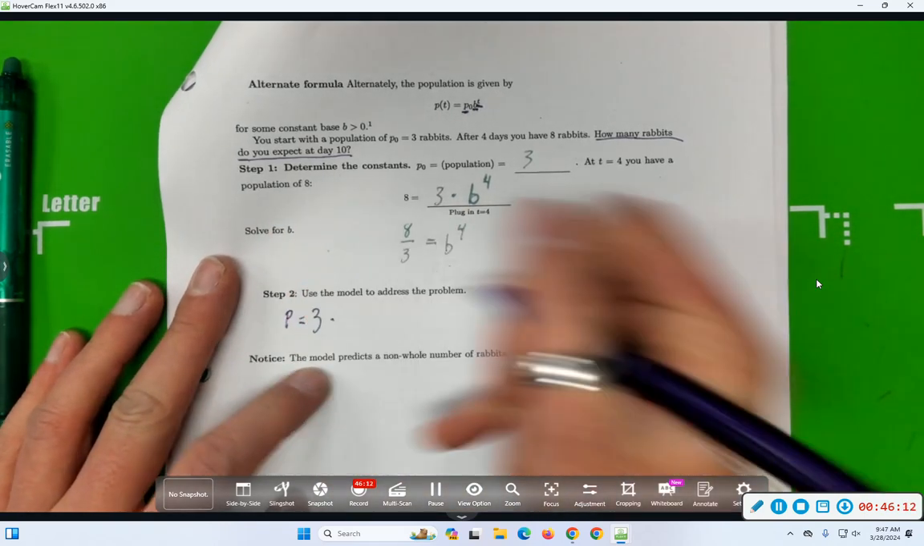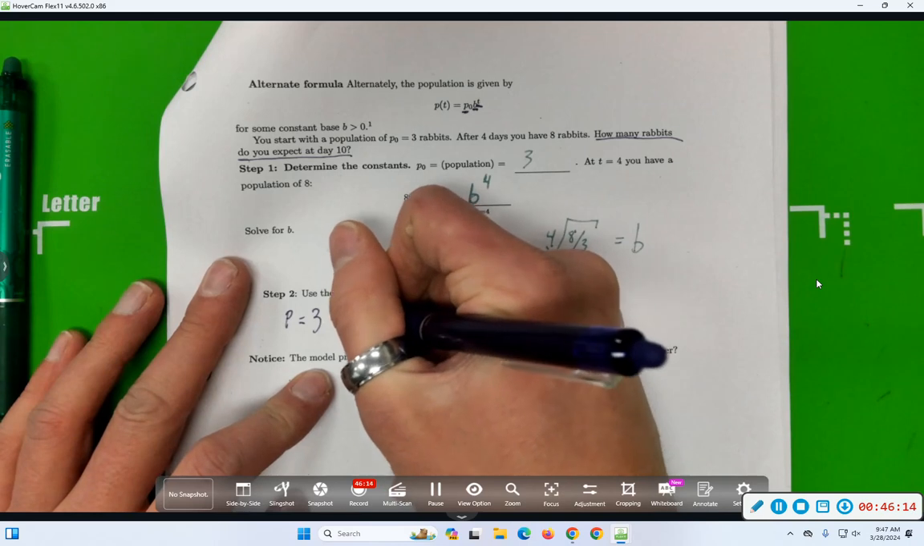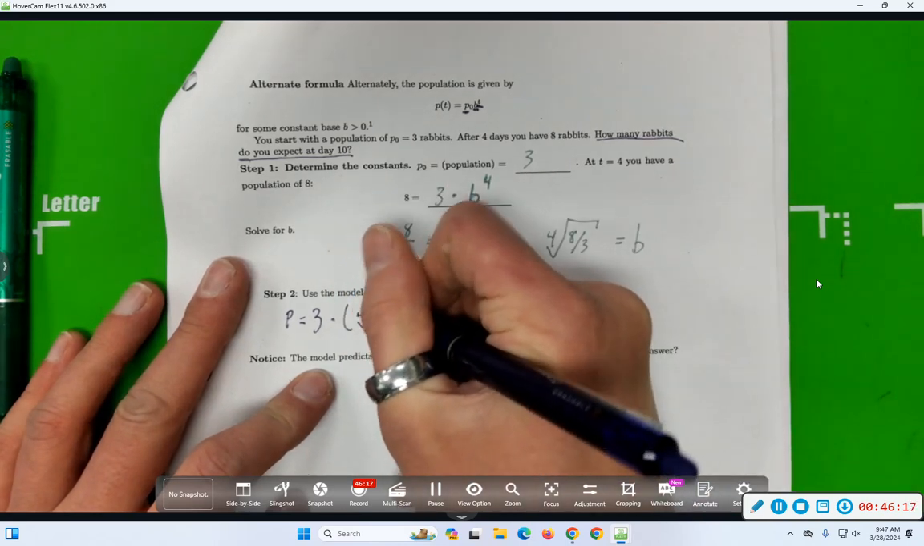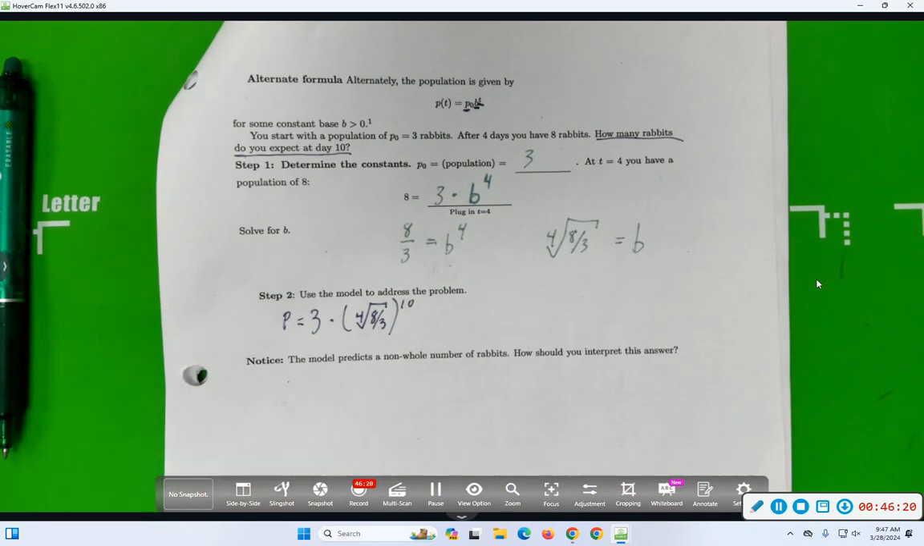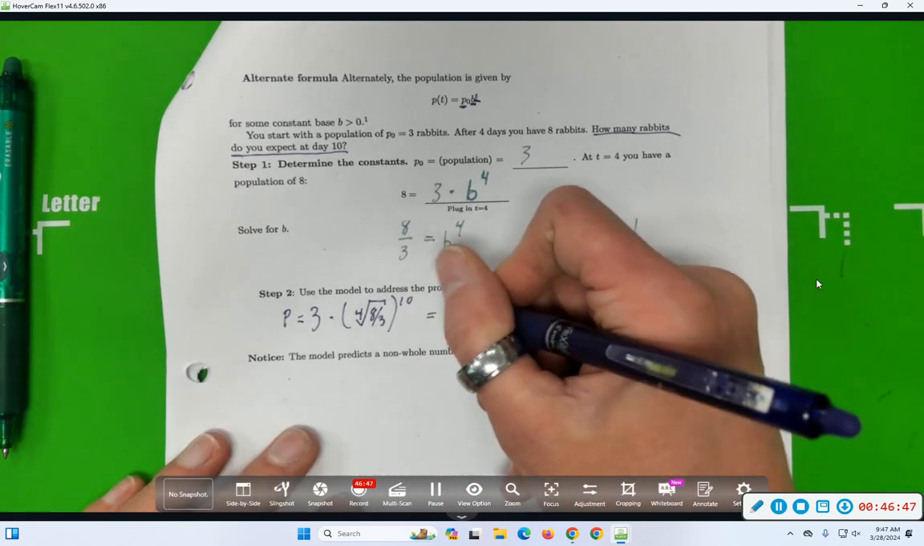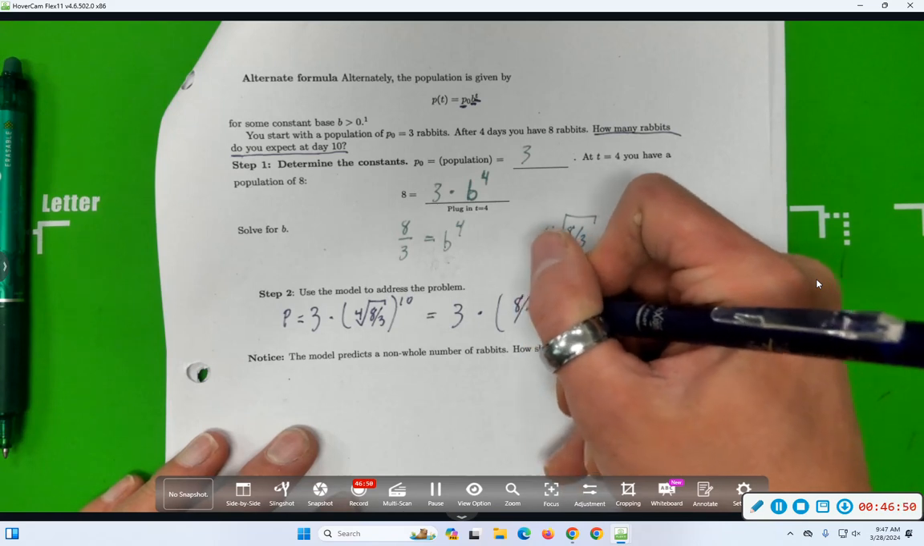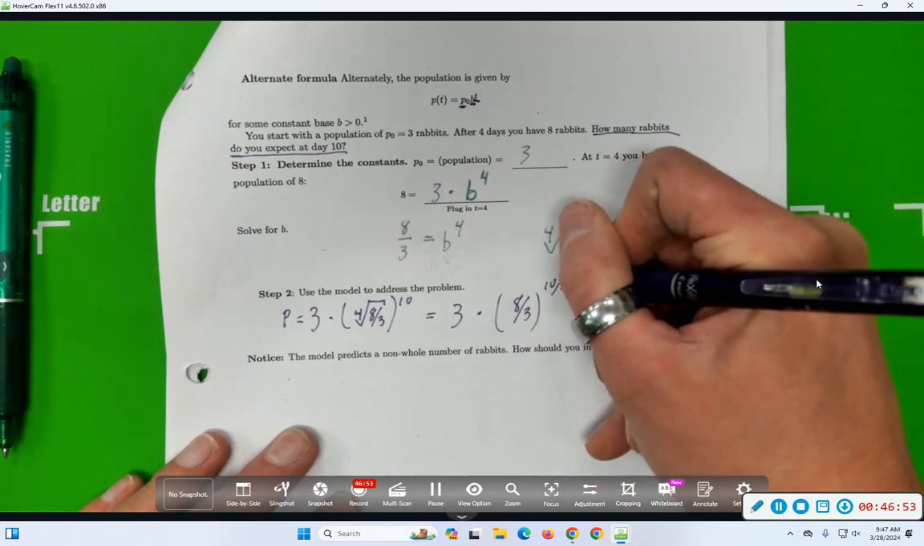So 3 times the base, which is the 4th root of 8 over 3, and we need to raise that to the 10th power. Depending on how your calculator formats things, that's annoying to type in, because you need to take a 4th root and then raise it to the 10th power. But we have tools that make that reasonable. Taking the 4th root is the same as raising something to the 1/4 power. So that's the same thing as 3 multiplied by 8 over 3 raised to the 10 over 4 power.